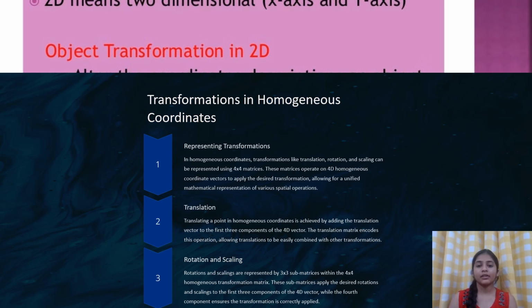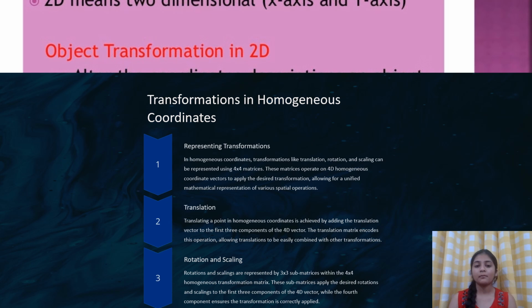Now, transformations in homogeneous coordinates. In homogeneous coordinates, transformations like translation, rotation, and scaling can be represented as a 4 by 4 matrix. This matrix operates on a 4D homogeneous coordinate vector to apply the desired transformation, allowing for unified mathematical representation of various operations.